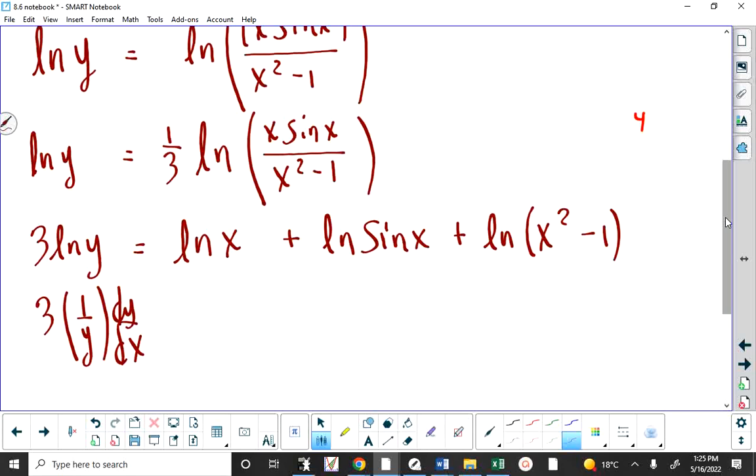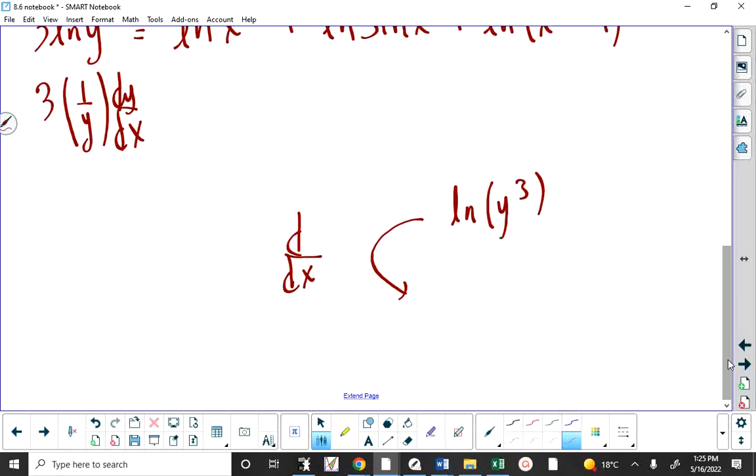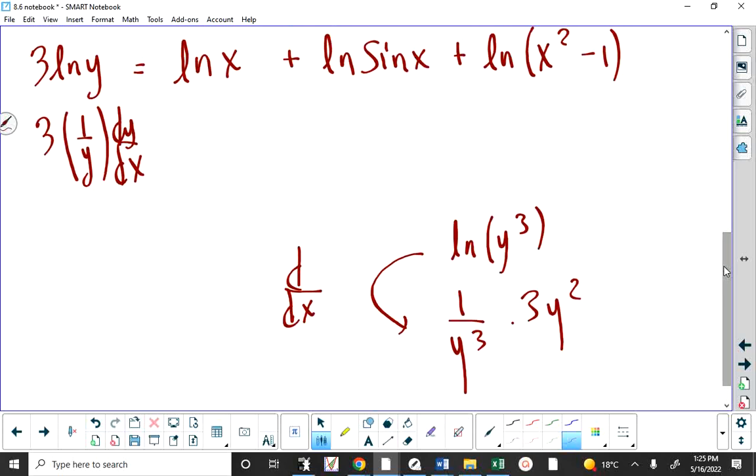If you move that 3 up top, and you had ln of y cubed, and you differentiate this, you d/dx it, you're going to have 1 over y cubed times 3y squared. You're going to get 3 over y dy dx, which is what we have, right? You would also have a dy dx here. So strangely enough, moving that 3 up as an exponent on y, I think, makes things weirder to think about.